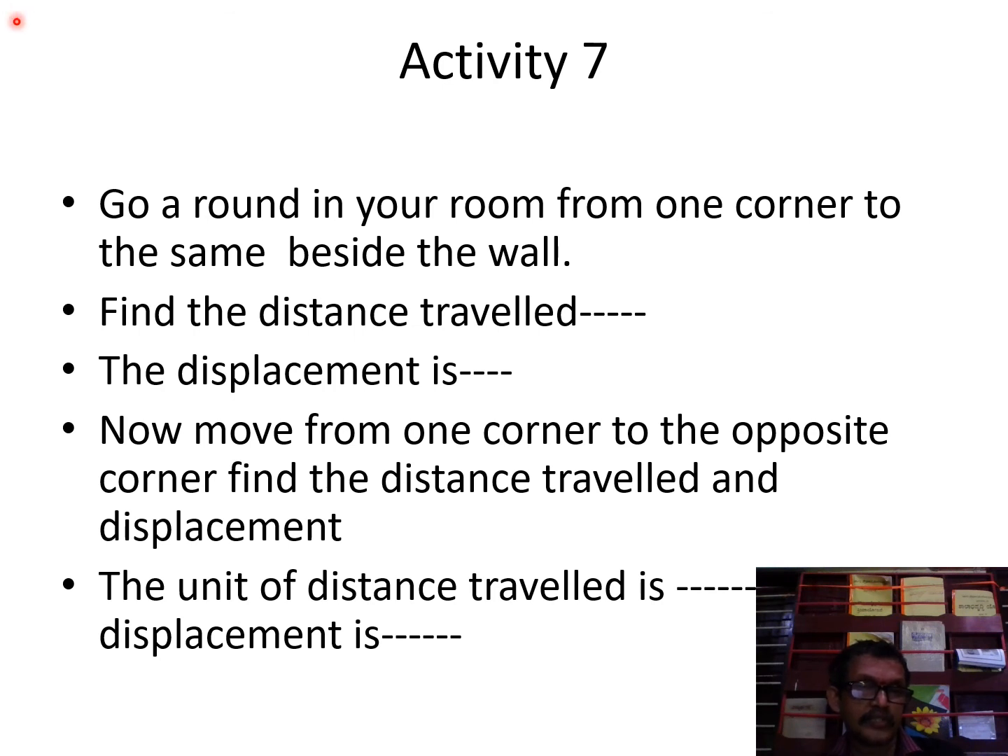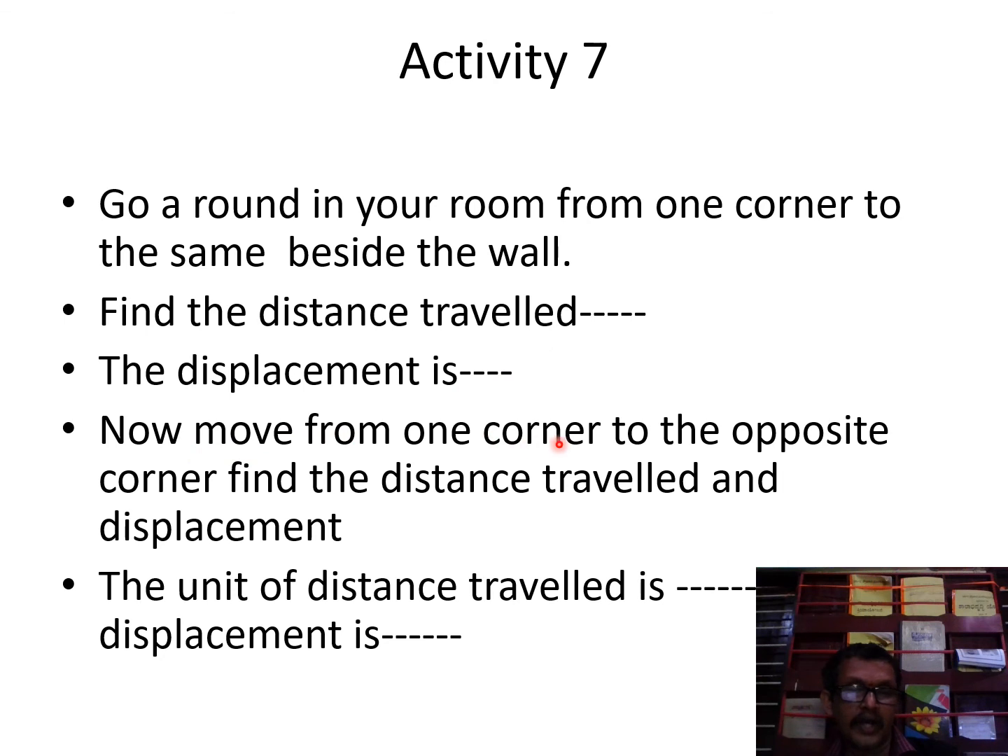Here this is the initial position. After moving, he comes again to the same point. Now what is the displacement? I think you can understand the displacement is 0. This is very important. If an object moves from a point and comes to the same point after moving, then the displacement is always 0. The distance traveled you can calculate.